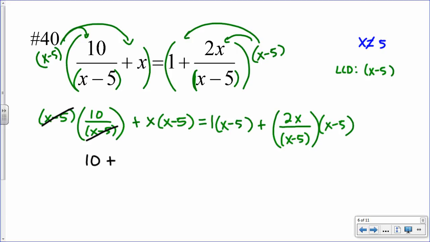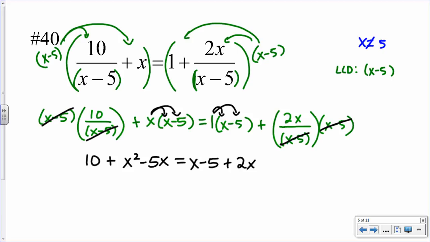There's not a denominator here, so nothing cancels. You have to do x times x minus 5. That's x squared minus 5x. Equals, there's not a denominator here, so you're just multiplying. 1 times x minus 5 is x minus 5. There is a denominator here, and those will cancel, and you have plus 2x.